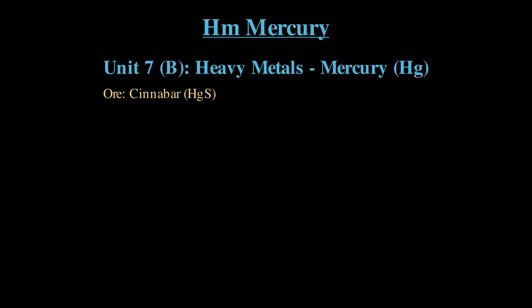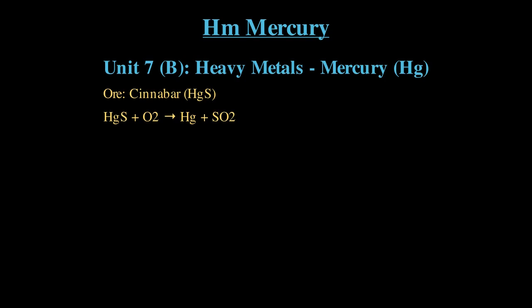Its main ore is cinnabar, with the formula HgS. The extraction process is simple, roasting in a current of air. The reaction is HgS plus O2 gives Hg plus SO2. The resulting mercury vapor is then condensed to get the liquid metal.